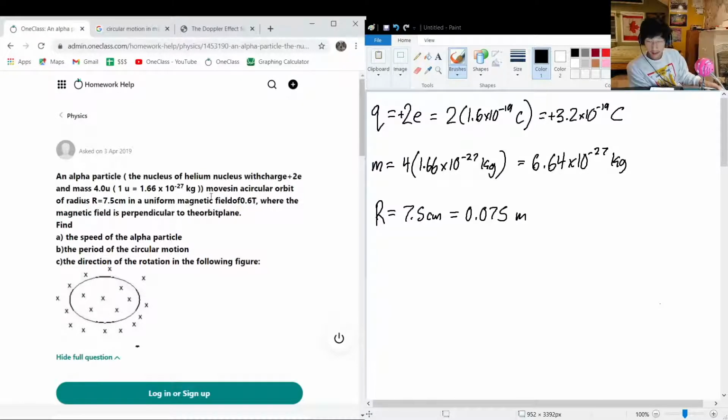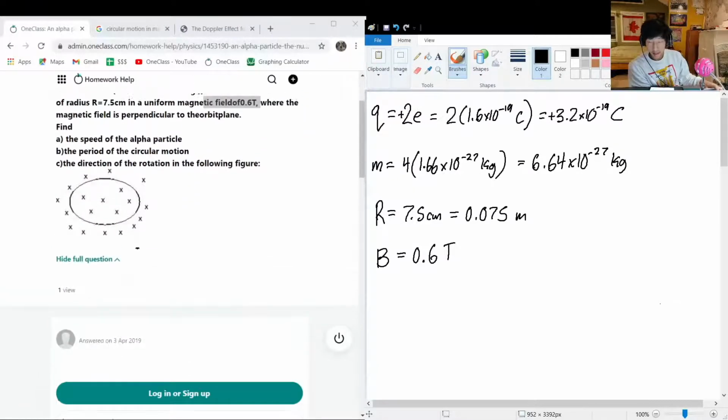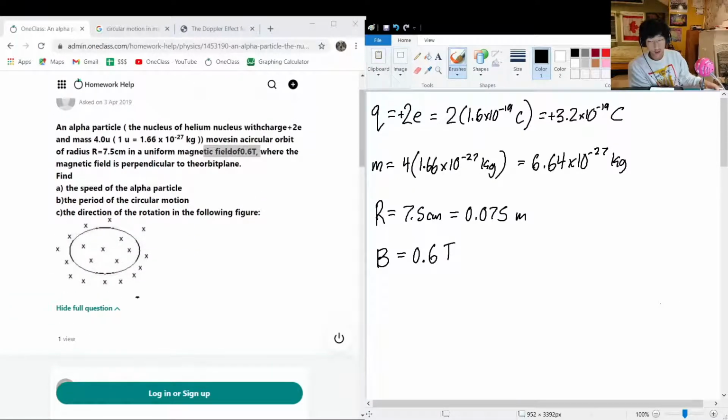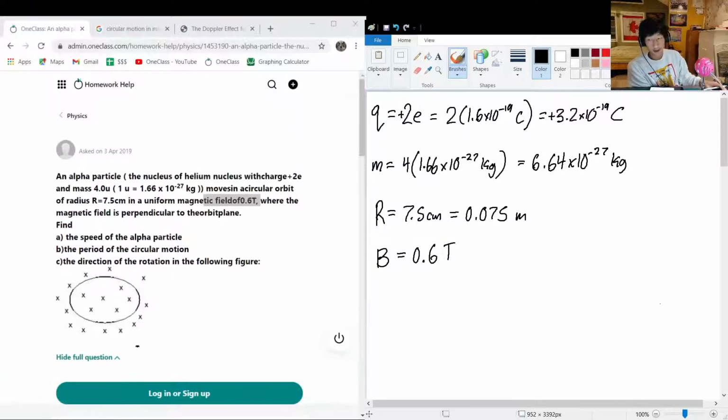The magnetic field has 0.6 teslas, so B field. Why is magnetic field represented with B? Yes, that is why. It just is. So the B field, the magnetic field, is 0.6 teslas. And the magnetic field is perpendicular to the orbit plane, as we might expect. Okay, so these are our equations of interest.